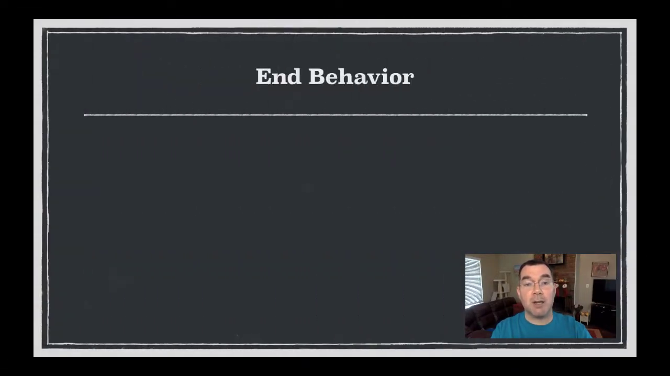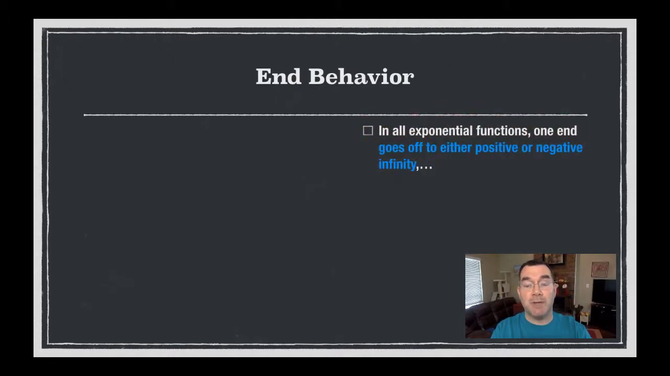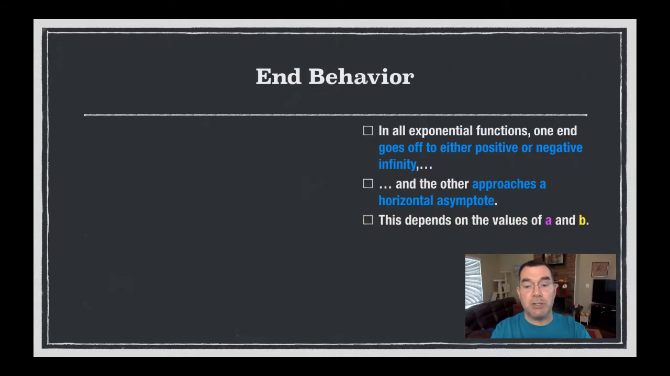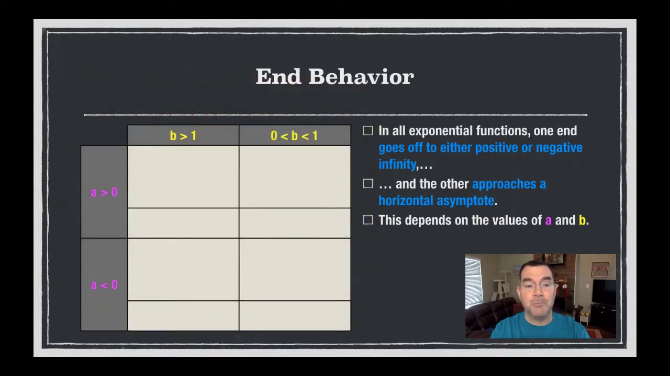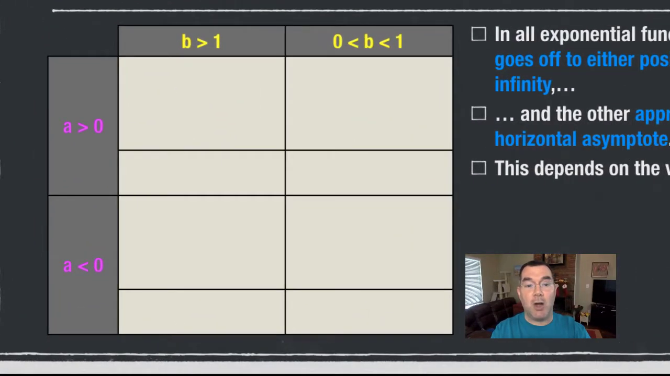All right, so now let's talk about the last property, which is end behavior. In all exponential functions, what makes them different is that one end of the graph goes off to either positive or negative infinity, and the other end approaches a horizontal asymptote. That's true of all exponential functions. And which end is which, and whether it goes to positive or negative infinity, depends on your values of a and b. All right, so let's look at all possible cases.